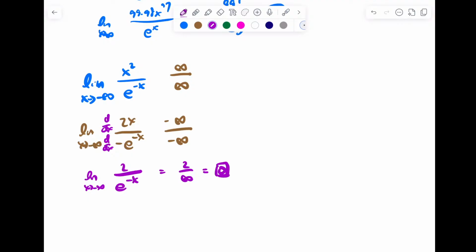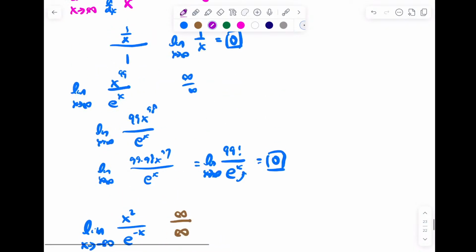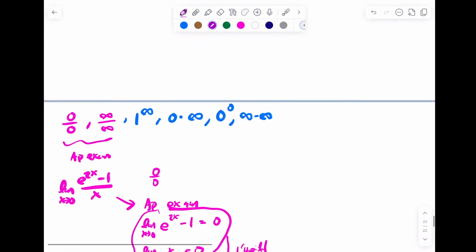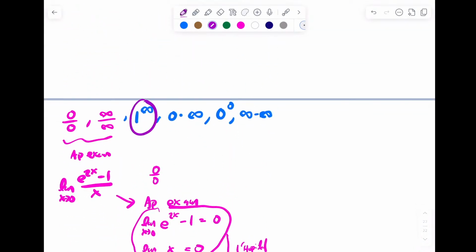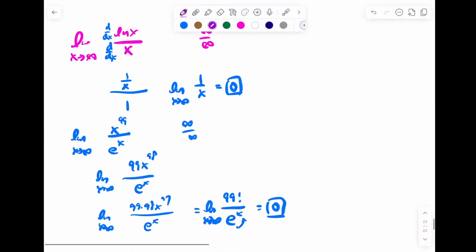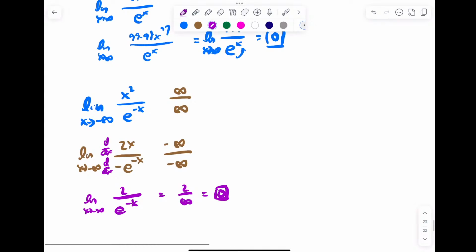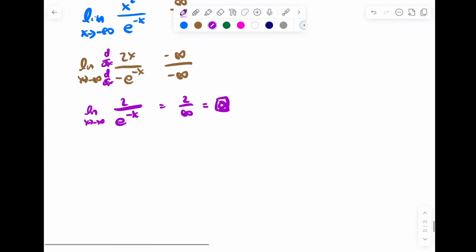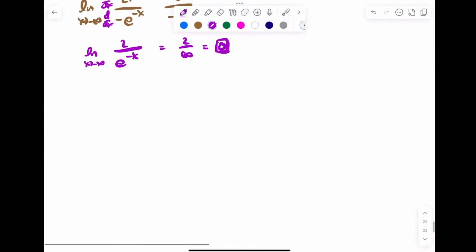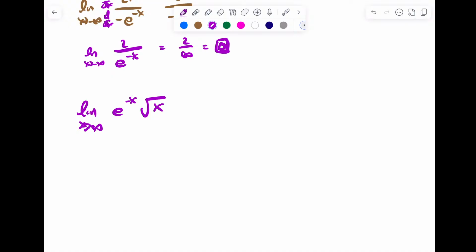Next one. Now, you're going to be like, hey, 1 to the infinity. What we just did for this one, oh no, we have one more case we have to go over. The limit as x approaches infinity of e to the negative x of the square root of x. Which case is this? Which kind of indeterminate form is this?